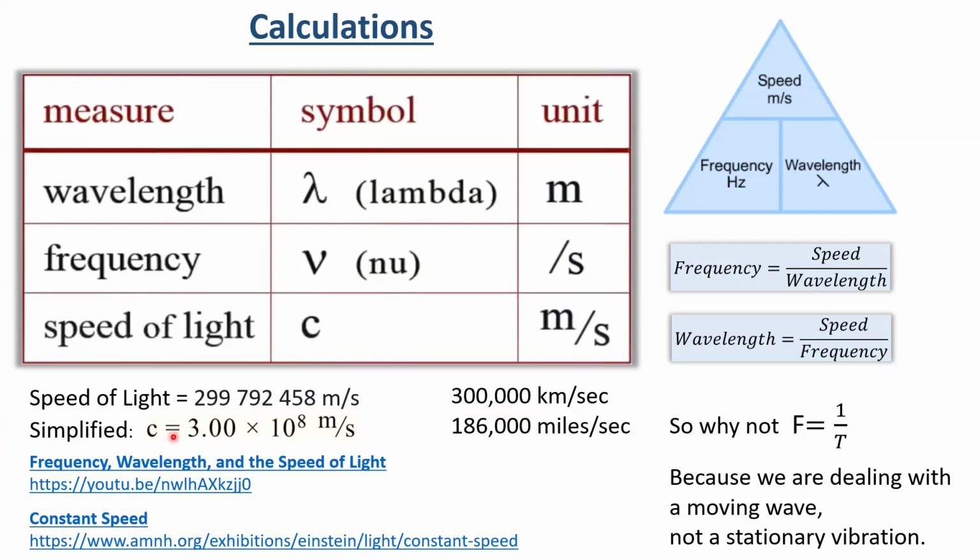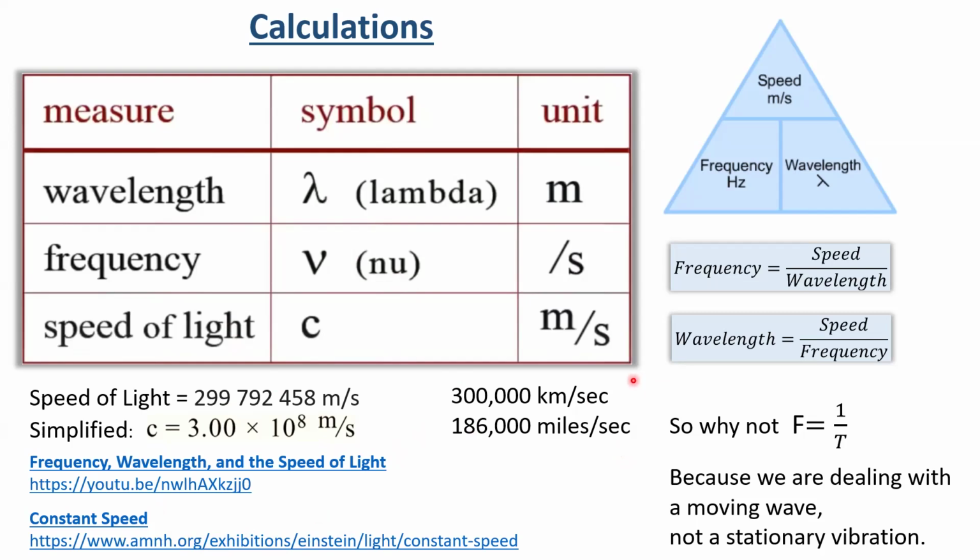Or simplified, the speed of light is 3 times 10 to the 8th meters per second. I would recommend that you watch these two videos at home once you download this. They're basically the references. There's a YouTube video, and there's another reference to this topic.